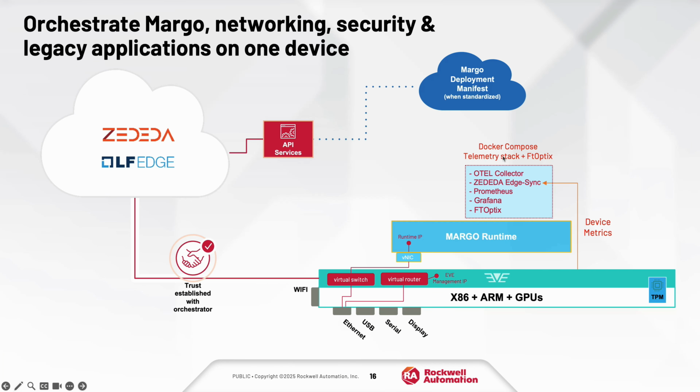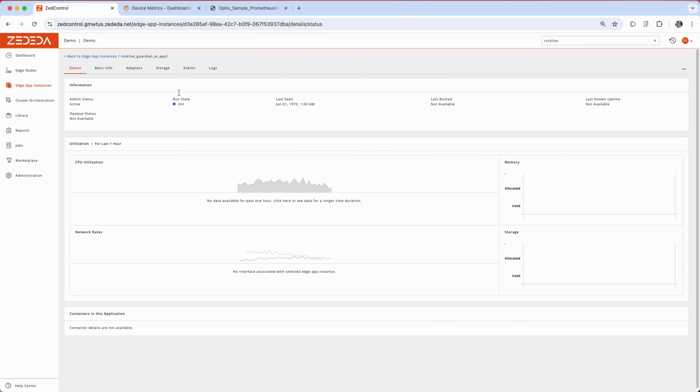So right now we have this stack deployed. So we have the Open Telemetry Collector, we have the Prometheus Grafana and FT Optics application, and now we just deployed the Guardian AI using the Margo spec, and in that Margo spec we have a pointer to a Docker Compose where the application stack is defined by Guardian AI container plus a Redis DB container. The application now is in init state. It's now in loading state.